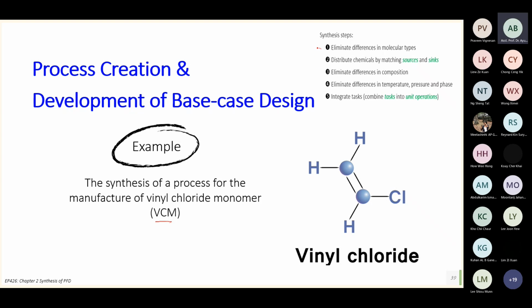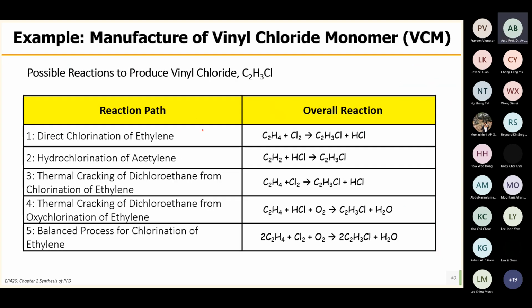This one, the important step 5. You will need to eliminate differences in molecular types, distribute the chemicals, and then eliminate the differences in composition, temperature, pressure, and phase, then integrate the tasks. We use VCM manufacturing as an example, where you have a few possible reactions that can produce VCM. Here are listed 5 reaction paths.